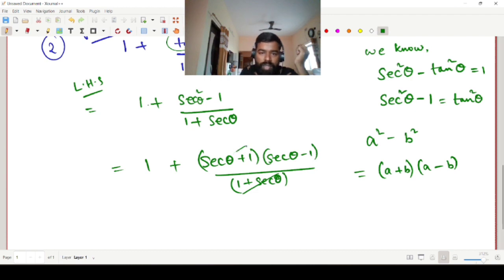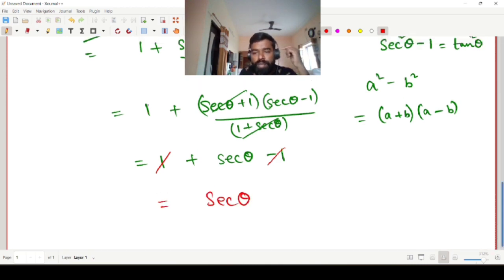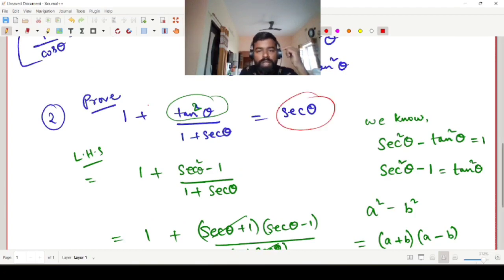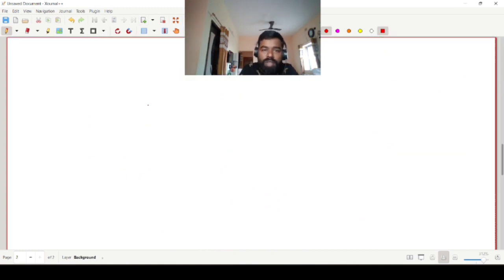So we can cancel these two. So again we have this sec theta minus 1. So again you see that we can cancel these plus 1 and minus 1. So therefore we have sec theta. And again we arrive to the proof what it was asked, that is sec theta. So it's very simple if you know certain formulas. Okay. So let's move to the third sum.